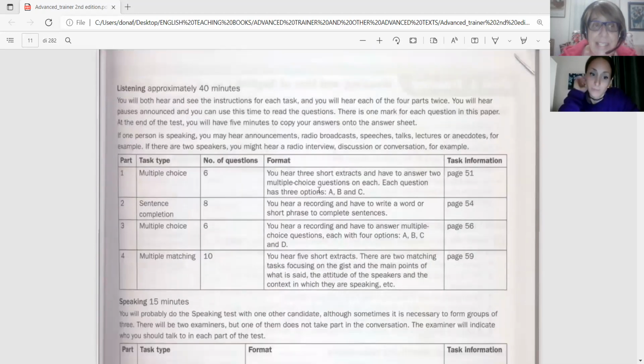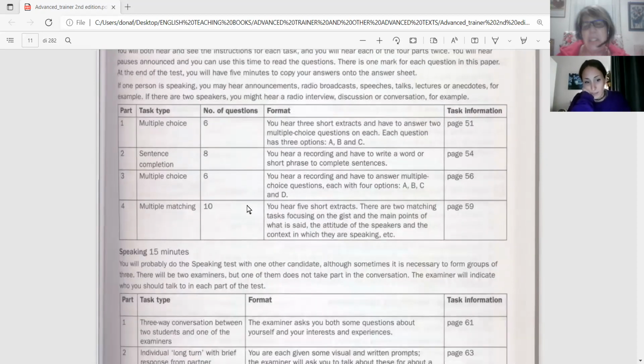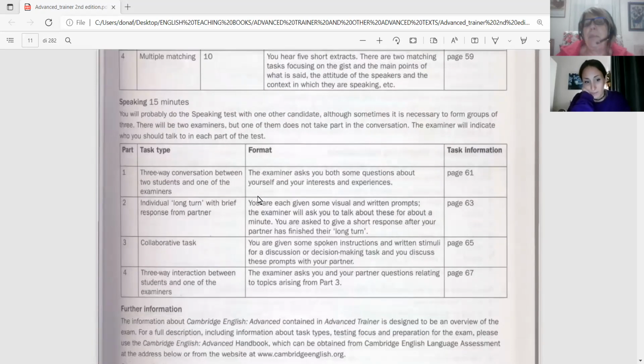Then you got the listening. That is about 40 minutes, but the problem with the listening is not the time, it's just the understanding. And you got 4 parts in the listening. Another multiple choice, sentence completions, multiple choice, and multiple matching. That here at the C1 is even double. So it's not like in the B2, but you will see how it's formed. But it's not terrible.